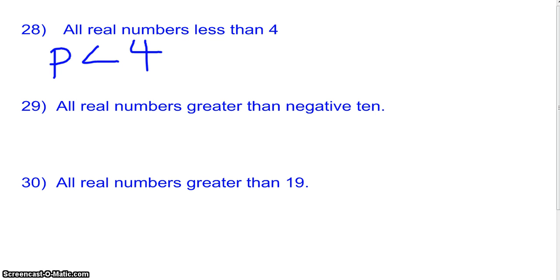Thumbs up if you agree. Lots of thumbs are up. Very good. All real numbers less than 4 is P is less than 4. Any variable would work, right? Okay, next one, Tessa. All real numbers greater than negative 10.